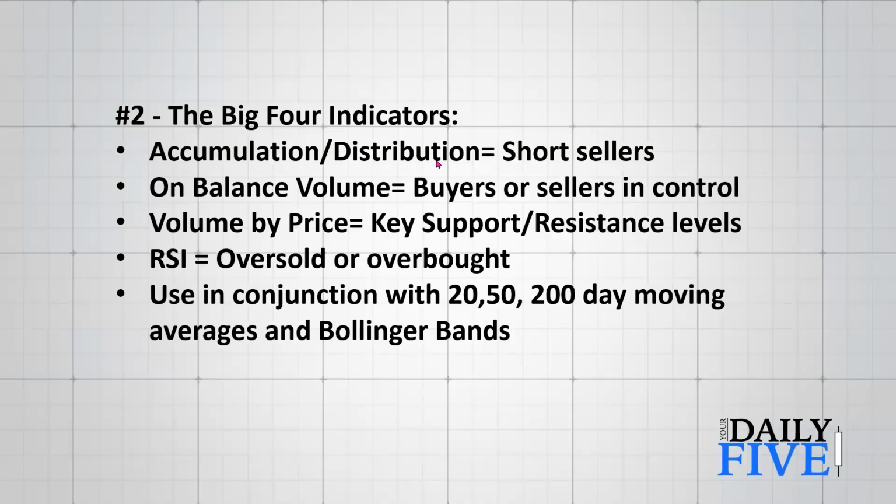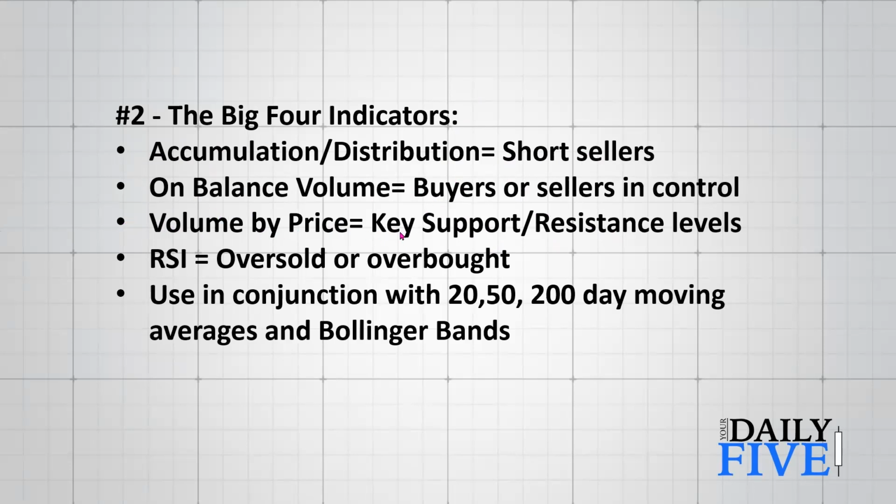Next thing we want to look at is what I call the big four indicators, which is accumulation, distribution. And as I'll show you in a little bit here, that's a great way to tell whether short sellers are active or not. Then there's on-balance volume, which tells us whether buyers or sellers are in control. And volume by price, this is probably my favorite indicator because it tells us where key support and resistance levels are in the market. If you put these three together, you have an excellent picture as to whether money is moving in or out of stocks.